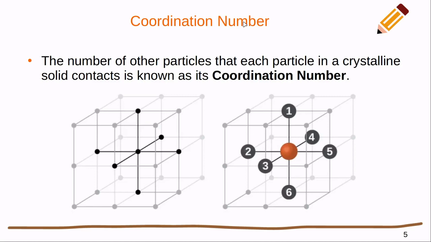There's something called the coordination number, and this is the number of other particles that each particle in a crystalline solid contacts. All right. So for instance, an atom right here can go to any one of these different 6 points, and it's in contact with all of those. So the coordination number for that atom would be 6.